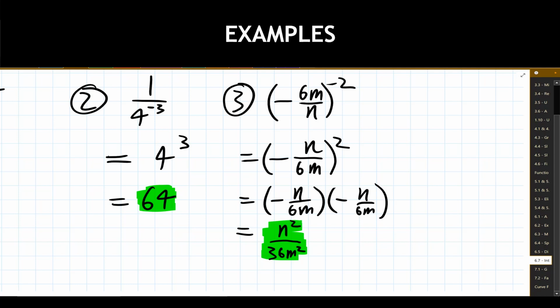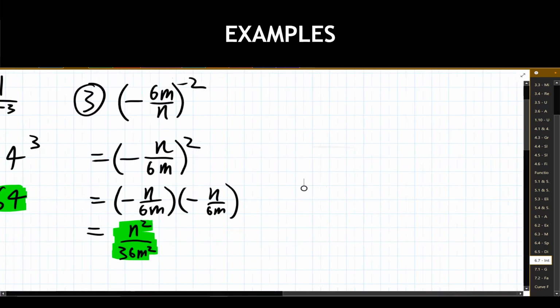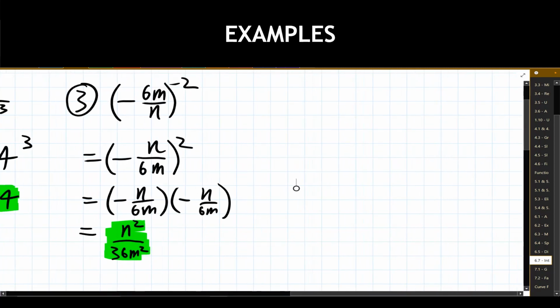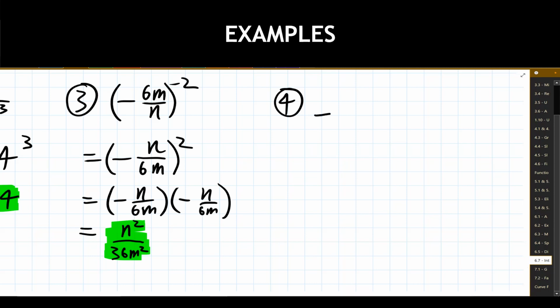Final answer there. In our fourth example, we have negative of 1 over 7 to the negative second power. So again, here we need to identify what is the base, what is the exponent.